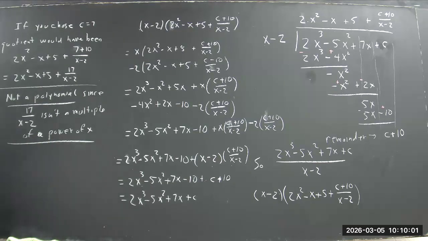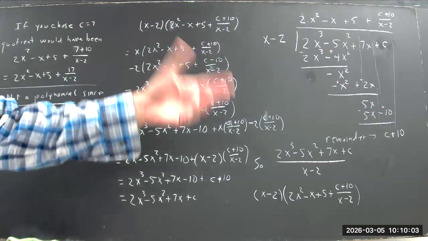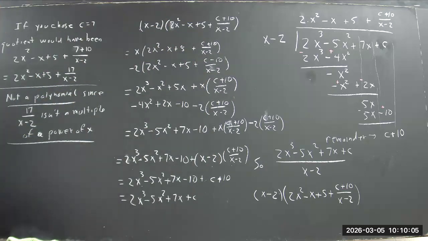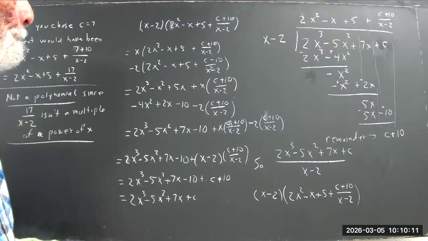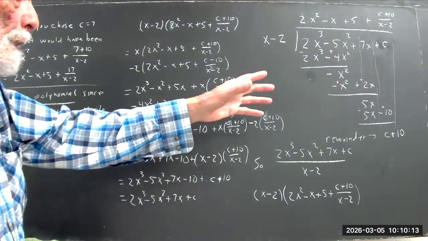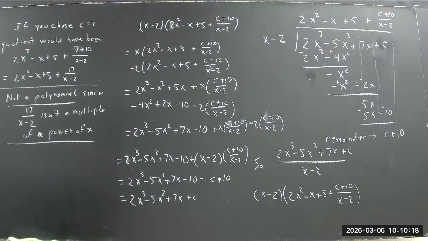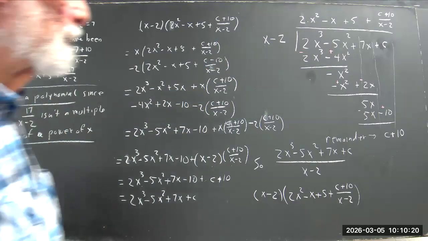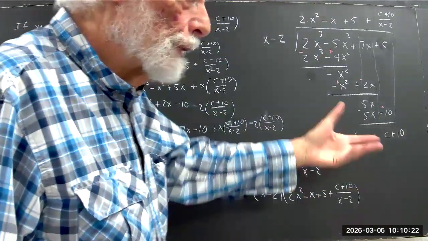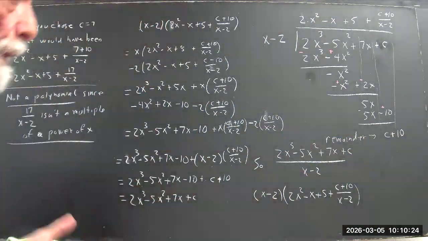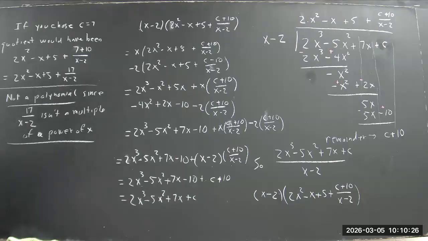Now, is there a value of c that we could choose to make the result a polynomial? Is there a number you could substitute for c that gives us no remainder? Think about it. Think about the long division. How did we get the remainder? Is there a number we could use for c to get no remainder?